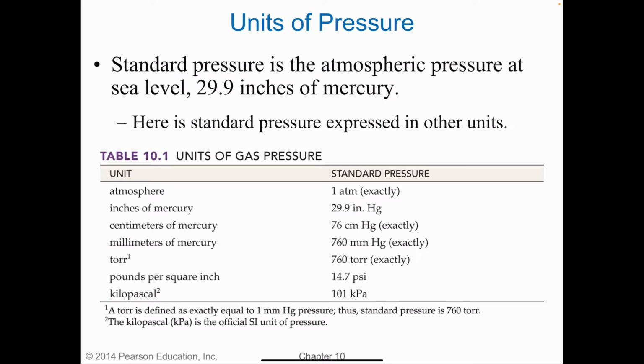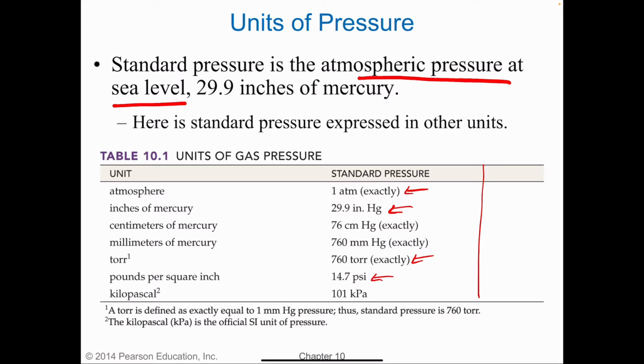Standard pressure is atmospheric pressure at sea level. So we have it in different units down here, 29.9 inches of mercury. 1 atmosphere is a very common unit we'll see in the laboratory. 760 torr is also very common. But these are just some common units. PSI is one that you'll see commonly with tire pressure.